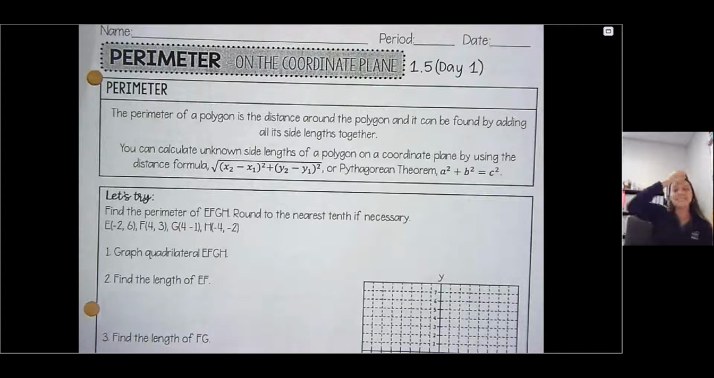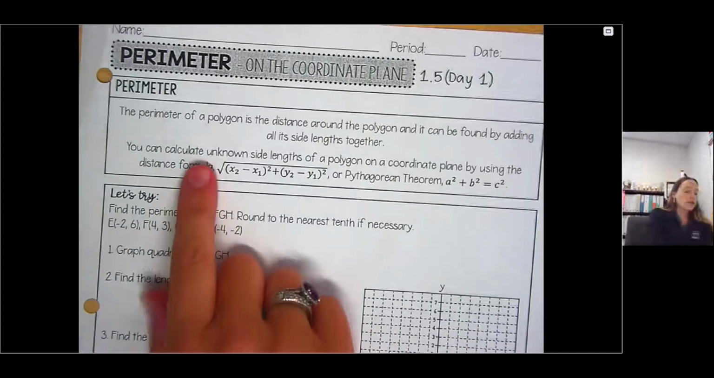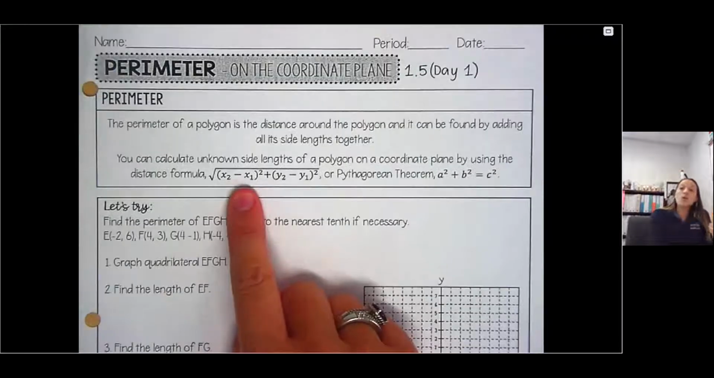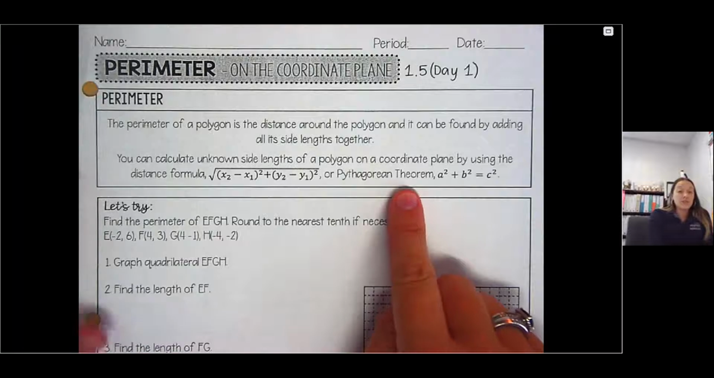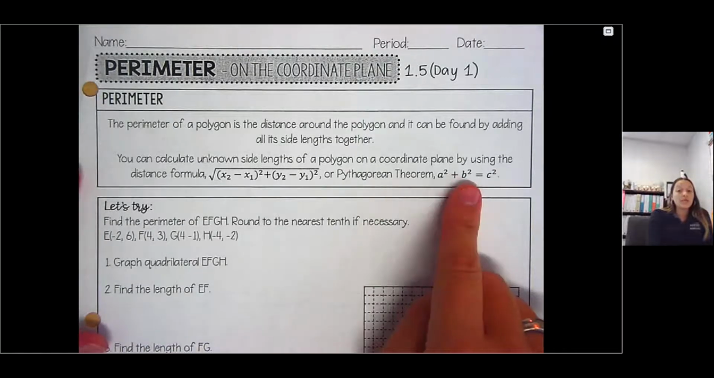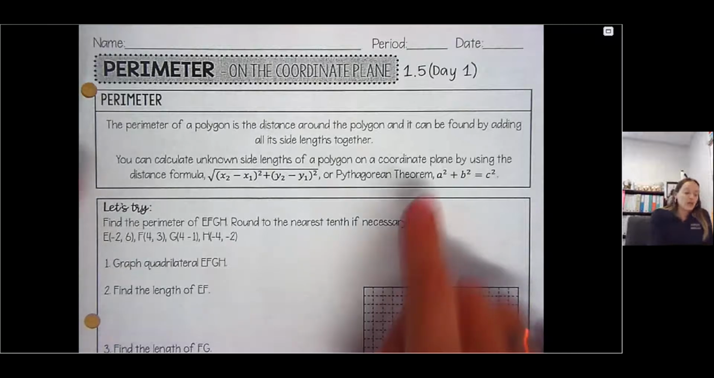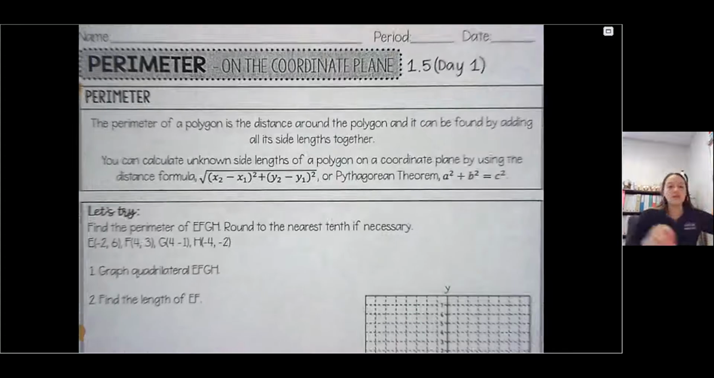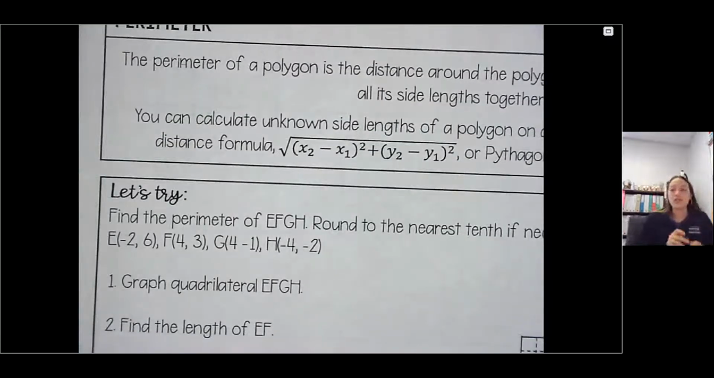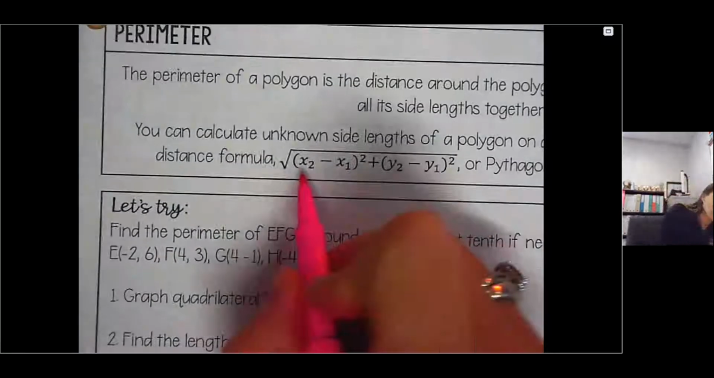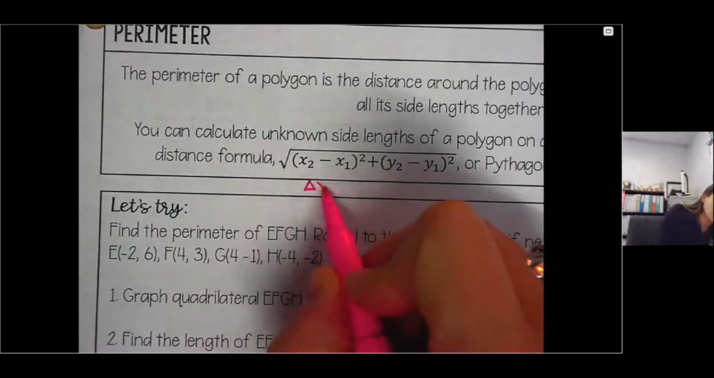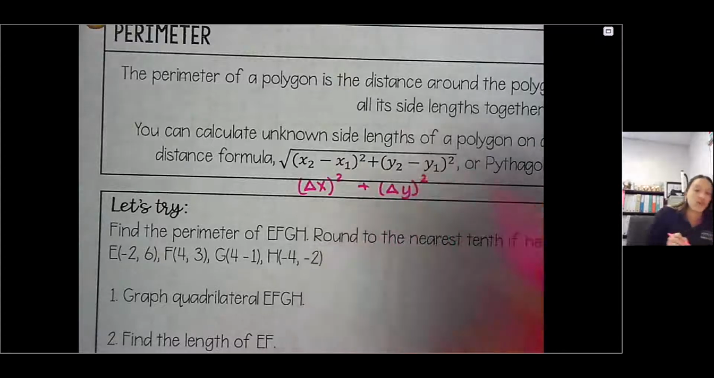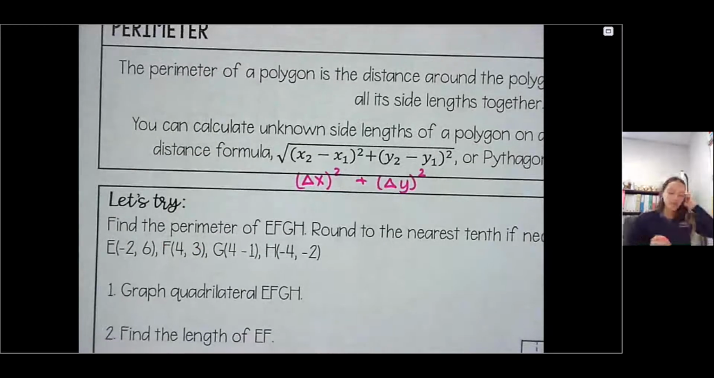And because we're talking about distance, we are going to calculate unknown side lengths of the polygon using the distance formula, or the Pythagorean theorem, which is a squared plus b squared equals c squared, only if we have a right triangle. If we have a right triangle, we can use that. If not, we're going to use the distance formula. And remember, Mr. Masco gave you that little cheat for the distance formula, where you could do the change of x squared plus the change of y squared. I like to do that because I think it makes it a little bit easier.